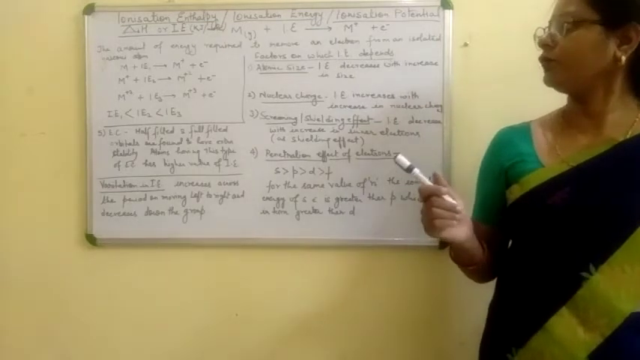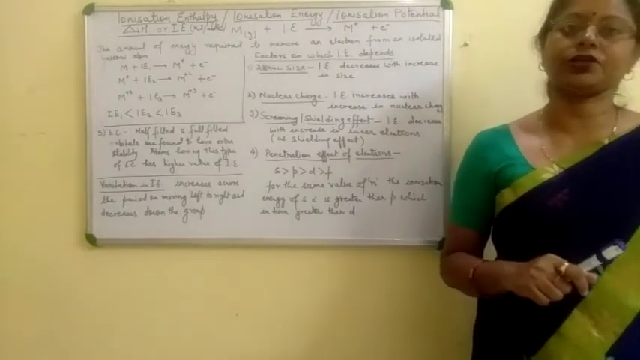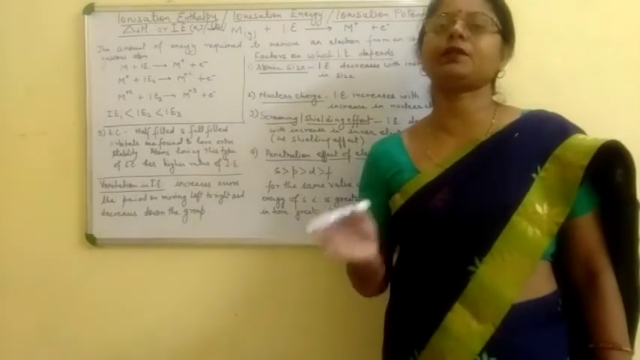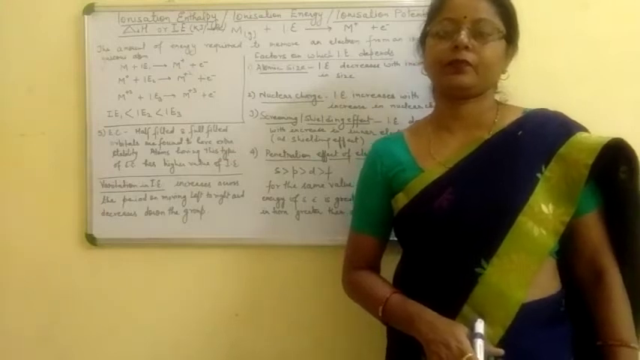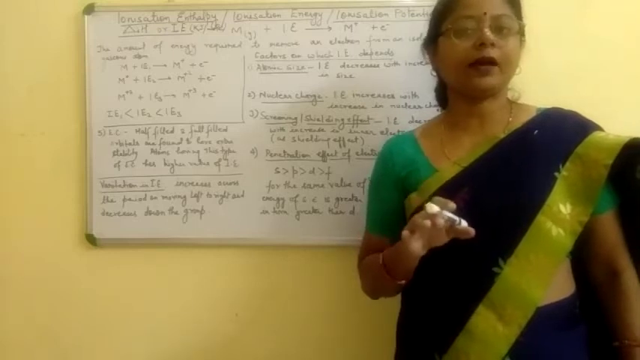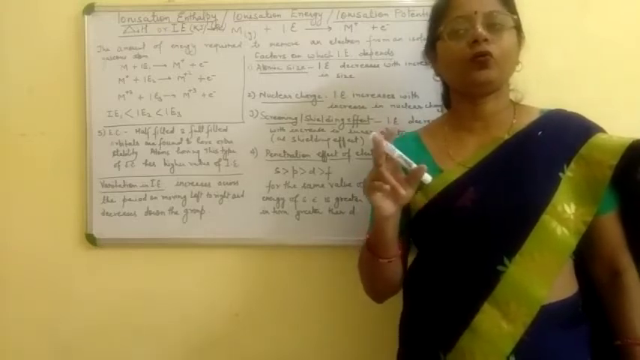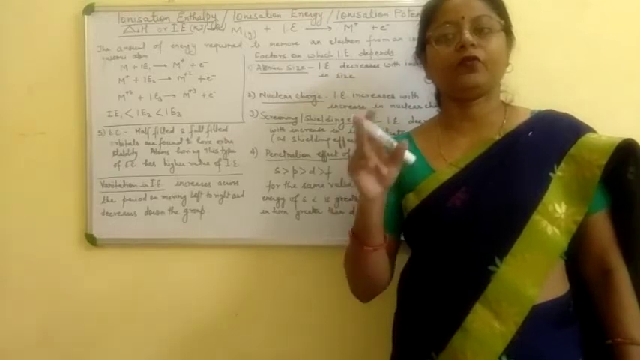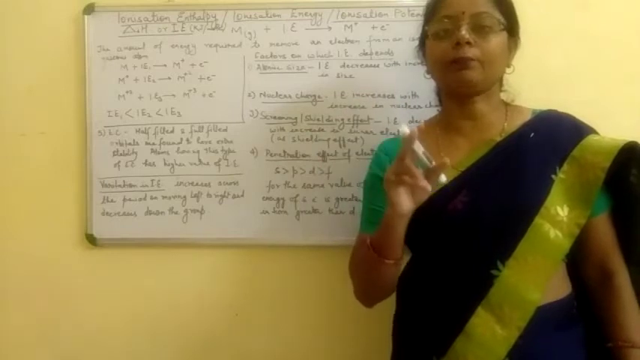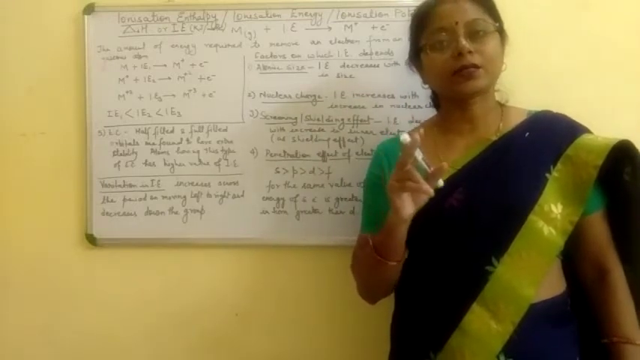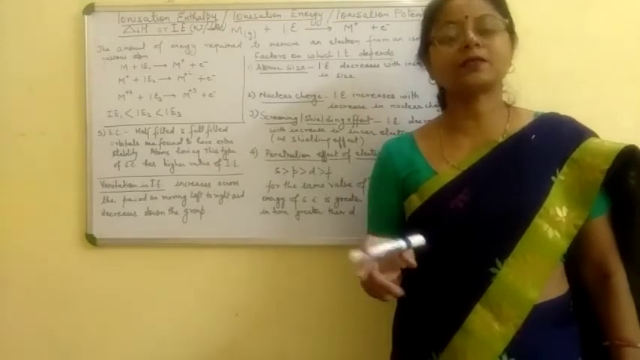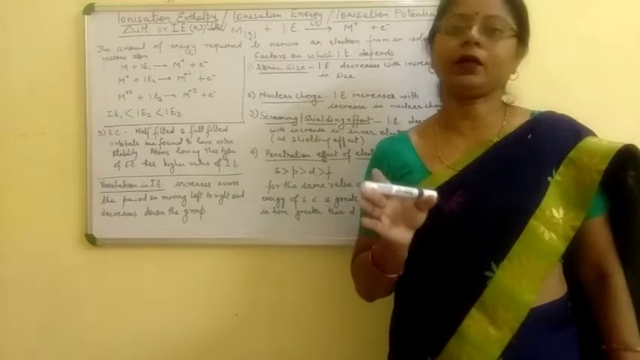Fifth factor is the electronic configuration. As you know, half-filled or fully filled orbitals are more stable. Like in the case of nitrogen, 7 electrons, 1s2, 2s2, 2p3. So the p orbital is half filled in the case of nitrogen. In the case of noble gases, the p orbital is completely filled.